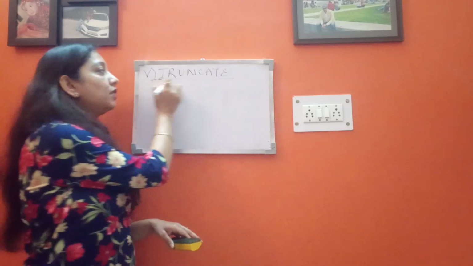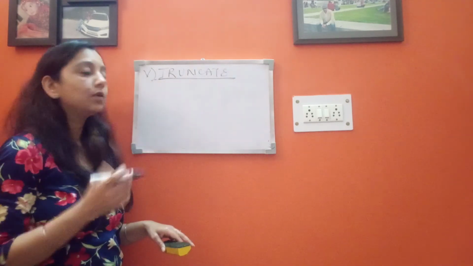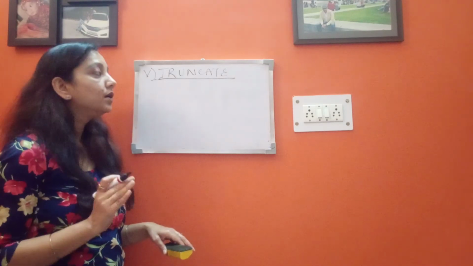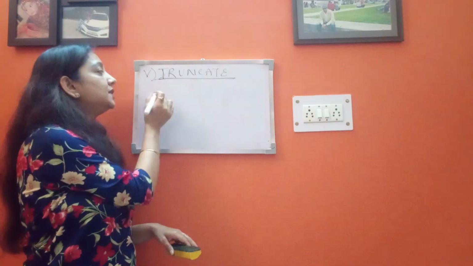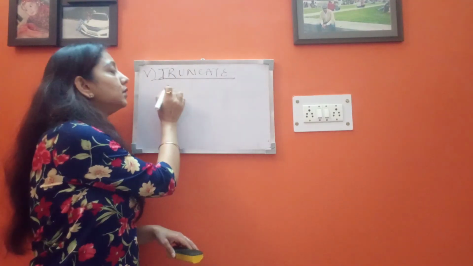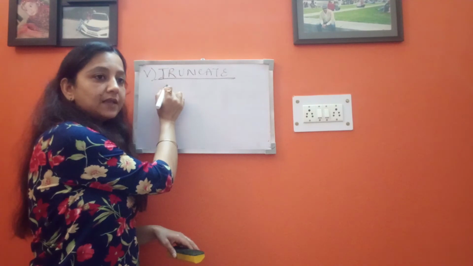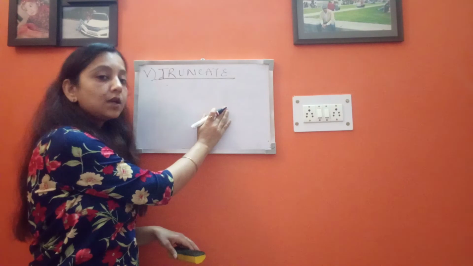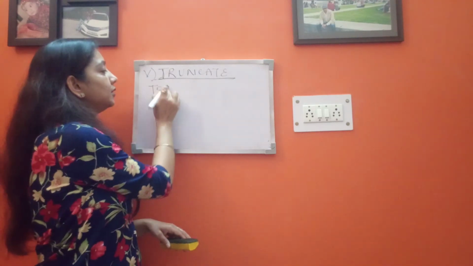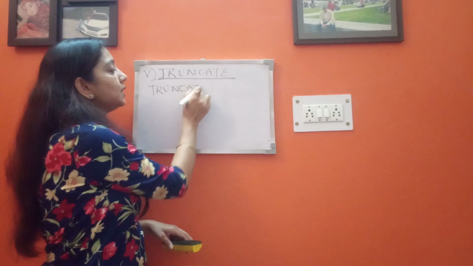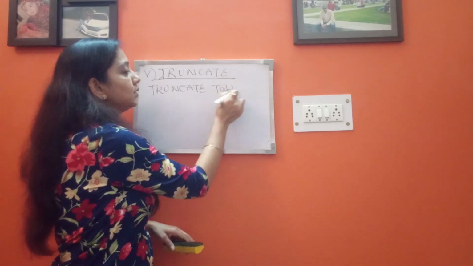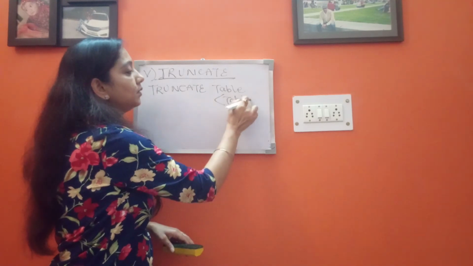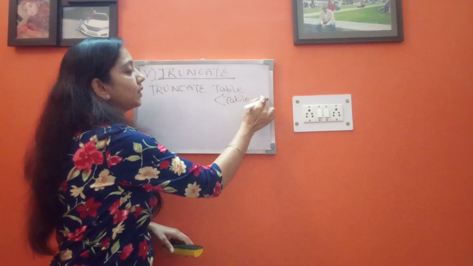But with the truncate command, once I have deleted a particular row, the changes are permanent. I cannot restore them. For example, in a table, a row represents an instance. When I am deleting a particular row, I am deleting that entire instance. So I say truncate. The syntax is truncate table, and I give the table name, ended with a semicolon.